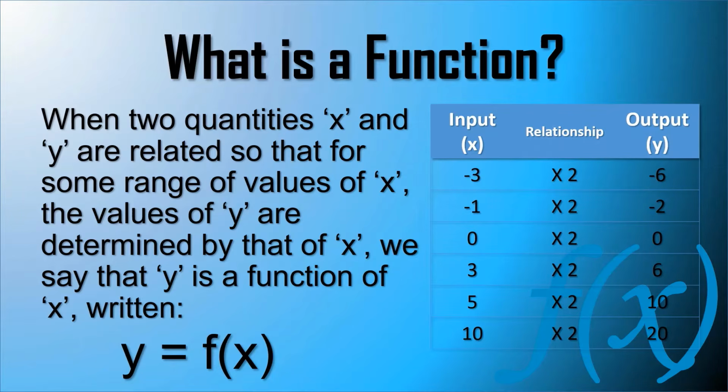Okay, so may mga values tayo ng x. Meron tayong -3, -1, 0, 3, 5, and 10. So, yung magiging relationship ng input natin sa ating output will be multiplied by 2. So, yung input natin, kung i-multiply natin by 2, for example, itong -3 times 2 will be -6. -1 times 2 is equal to -2. 0 times 2 is equal to 0, and so on. So, yun yung simplest definition ng isang function.